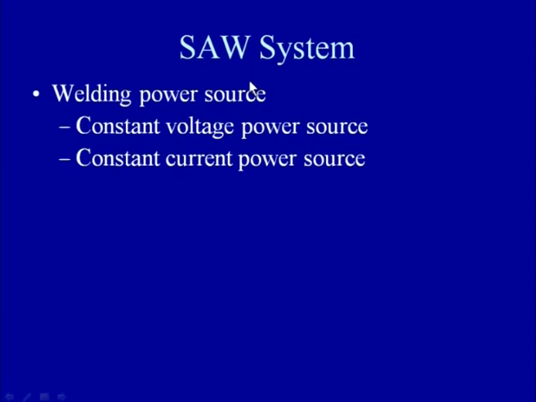The submerged arc welding system is composed of various important components. The welding power source is one, which can be the constant voltage type or the constant current type of power source. The constant voltage type of power source is used for taking the benefit of the self-regulating arc, especially when small diameter electrodes are used, while with large diameter electrodes above 4 mm size, normally the constant current type of power source is used.